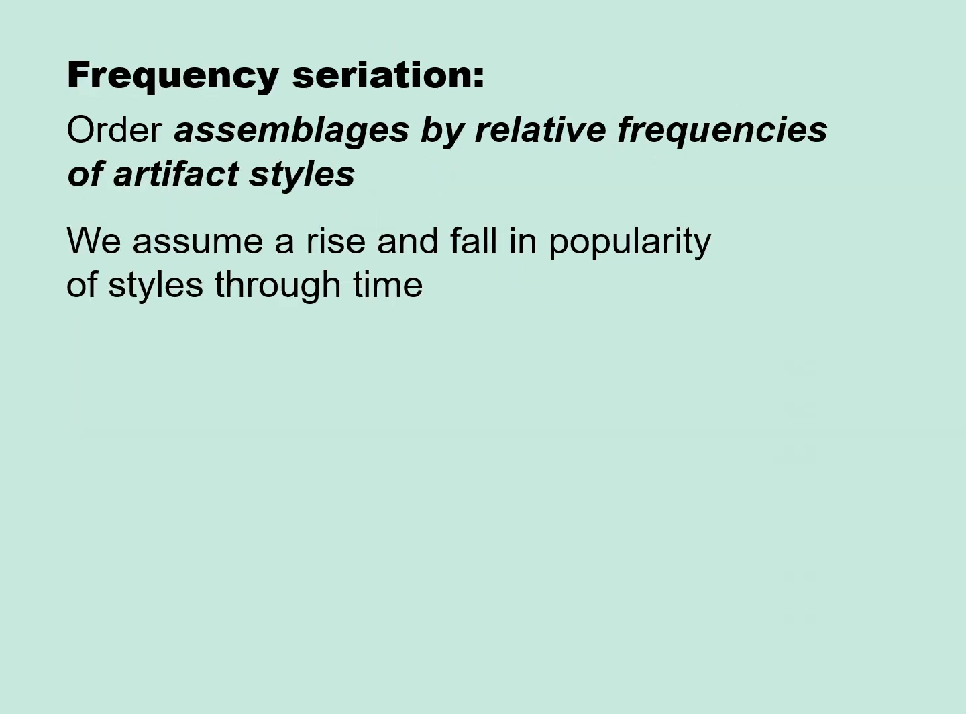A second type of seriation is called frequency seriation, where instead of ordering just one kind of artifact, you take all those kinds of artifacts. You take an assemblage and order the assemblages, the collections, by the relative frequencies of artifact styles within each assemblage. So we assume that among all the different kinds of pants you could choose, for example, when do jeans rise and fall in popularity? Actually, they've been very popular for a long time, so they would not necessarily, in a frequency seriation, be a good indication of time.